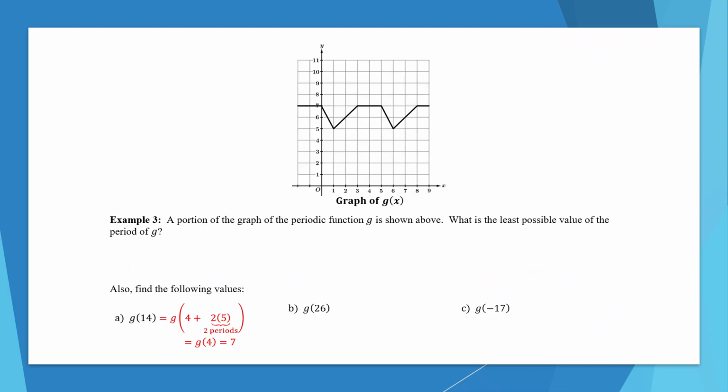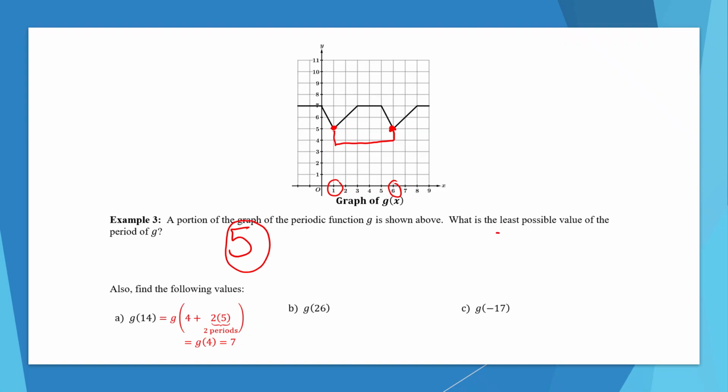Example 3, a portion of the graph of the periodic function g is shown above. What is the least possible value for the period of g? So to find the period, I look at a key identifying feature. In this case, I see that sharp point right there. I see it again right here. And that is how long it takes for it to repeat itself. So I'm going to count the distance between them. So here, you're going from 1 to 6, so that's 5 units apart. So here, our least value of the period should be 5.